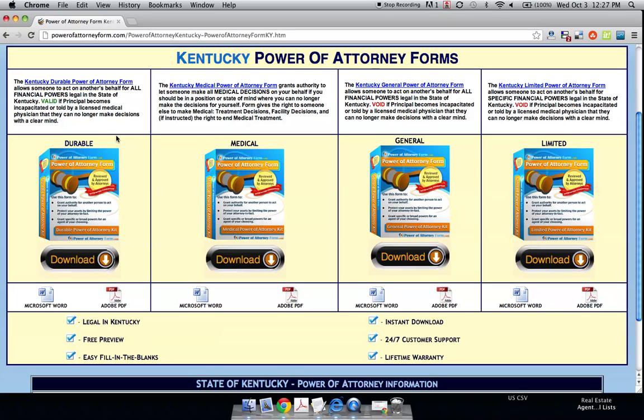Now getting started, we're going to start right over on the left over here. The Kentucky Durable Power of Attorney form allows someone to act on another's behalf for any and all financial powers legal in the state of Kentucky. And what makes this form so popular and so common is that it is valid if the principal becomes incapacitated or told by a licensed medical physician that they can no longer make decisions with a clear mind.